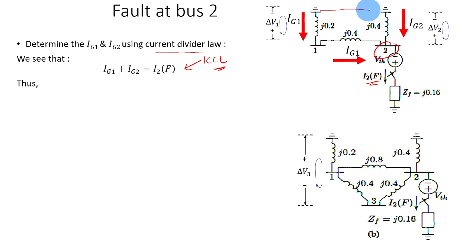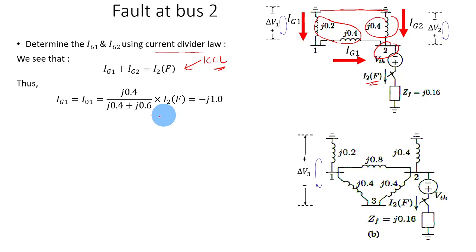See, you can connect this ground together, and basically these two are in parallel. Remember, for a parallel circuit you can perform the current divider rule. Therefore IG1 is equal to I01. I01 is basically from ground 0 to 1, which is the same thing as from I1 to 2. So it's J0.4 divided by 0.4 here.